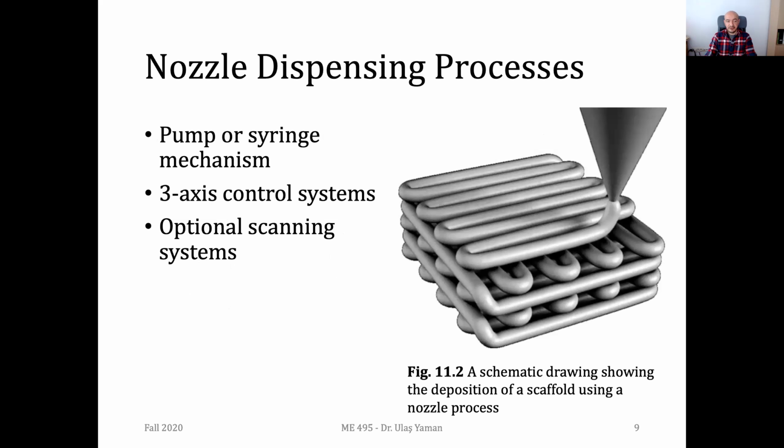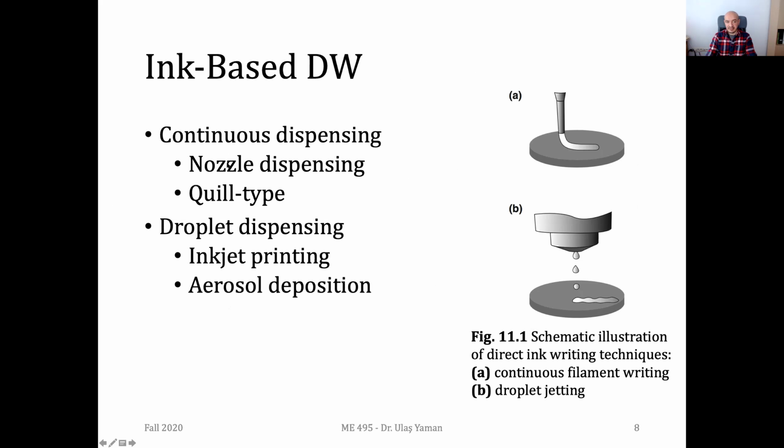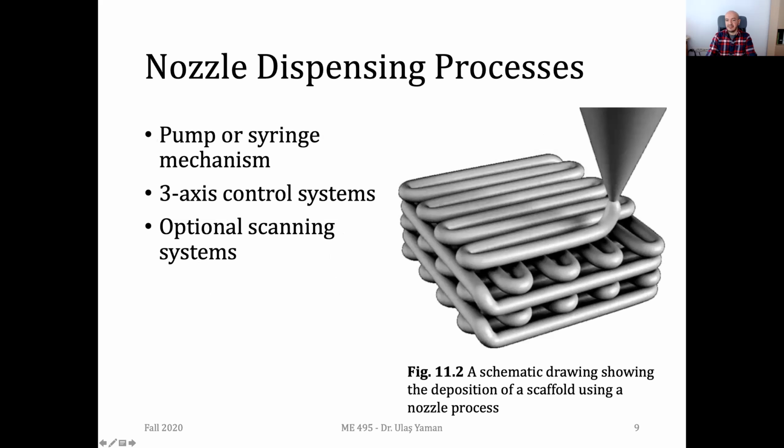Here you see the first type of continuous dispensing, the nozzle dispensing. A very simple one. We have a nozzle, and the material is in this chamber. It is deposited with the help of some pressure from above, and as you see, we have a continuous deposition of material. So we can simply use pump or syringe systems, and the things are not complicated. With simple 3-axis control, you can obtain such porous structures. And we can mostly use this one for biological applications.